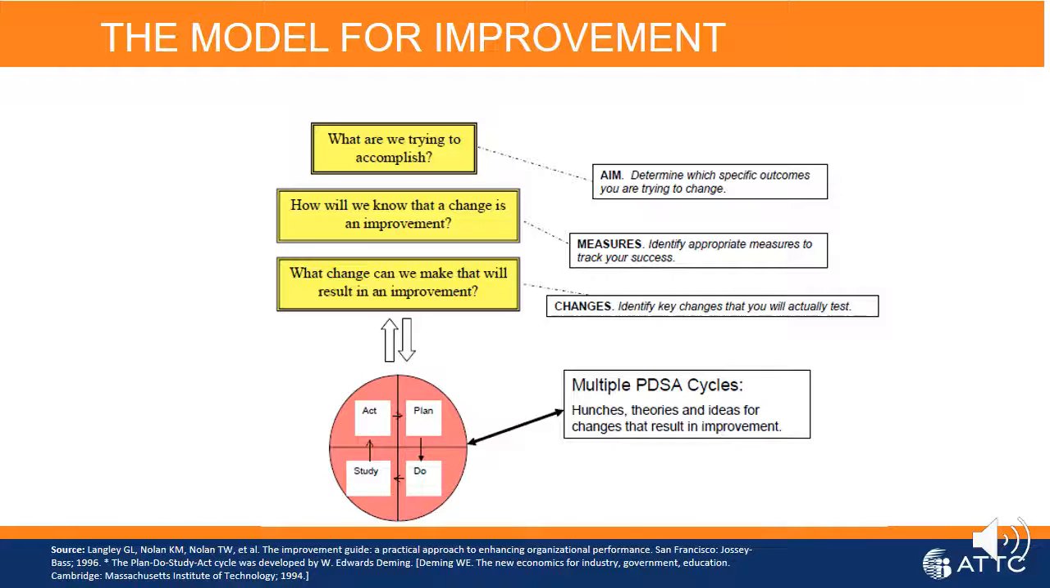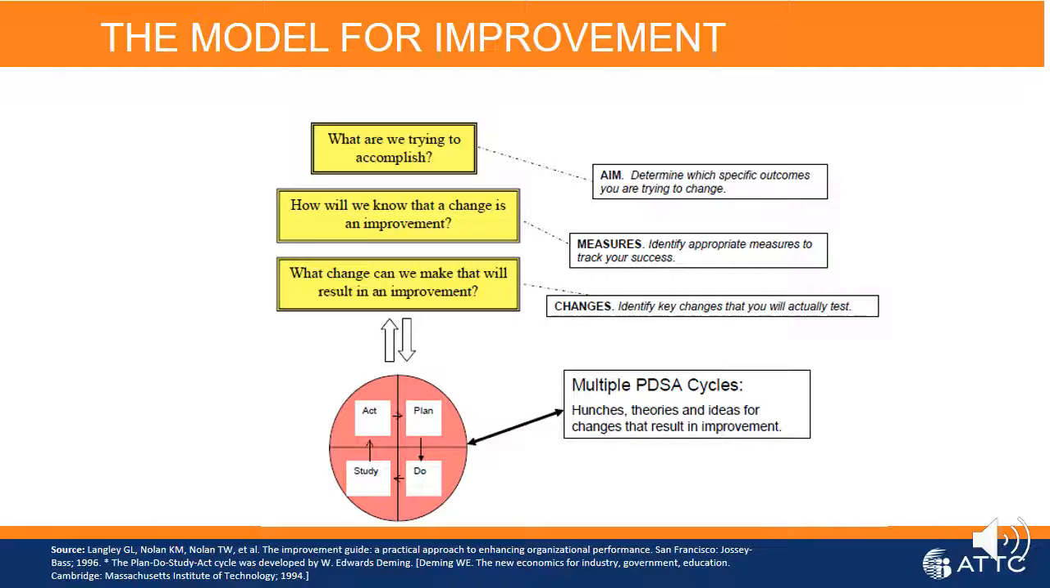As we apply the quality improvement framework to improve behavioral health care services, we need to be clear and specific about what we are trying to accomplish. We need to identify ways to simply, reliably, and validly measure our performance, and then identify and implement specific changes in practice and procedures, assessing whether or not these changes actually impacted our measures of performance.